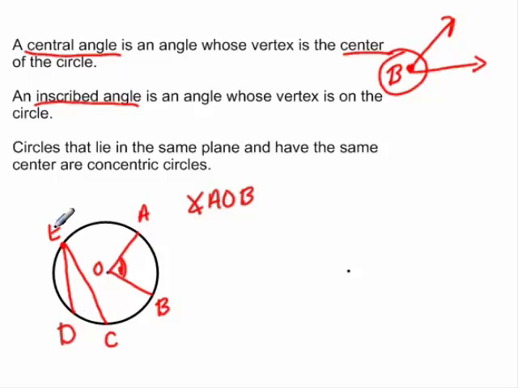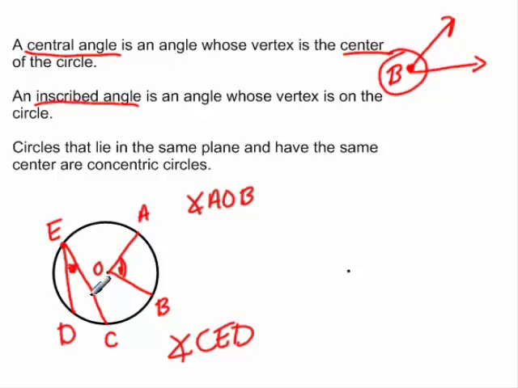We have the following points on the circle. This would be angle CED. Here is our angle in this case. An inscribed angle is an angle whose vertex is on the circle. So the two different types of angles: central is at the center, and inscribed is on the circle itself.